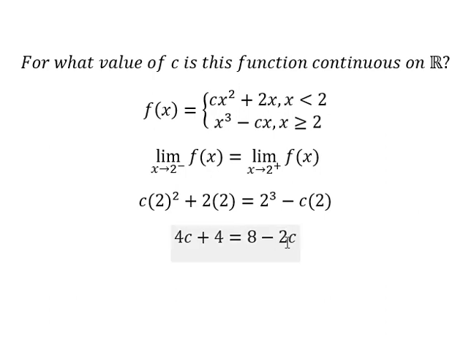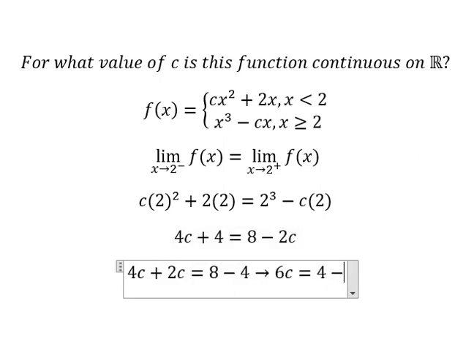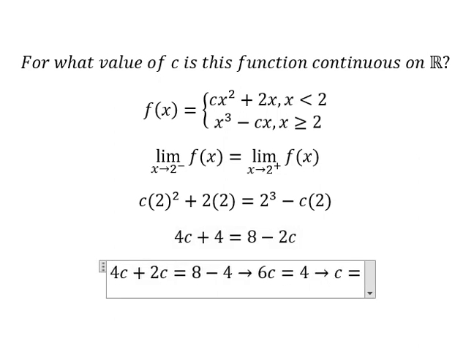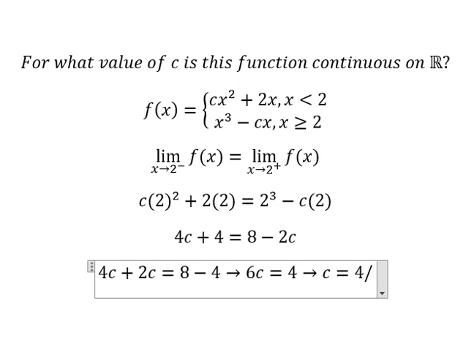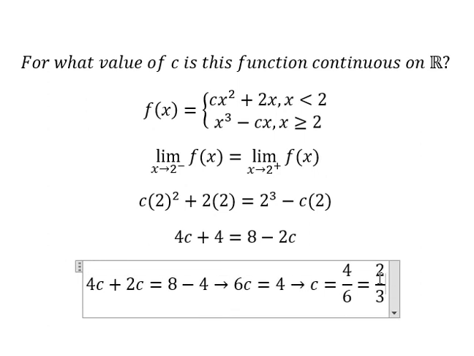So I will put negative 2c on the left, and number 4 on the right. So number 4 and number 2, we have number 6. This one we have number 4. And now we have 4 divided by 6. So we simplify the number in here, and that is the final answer.